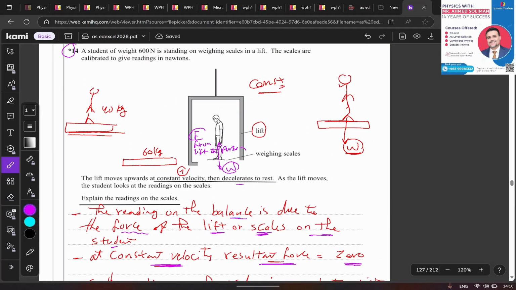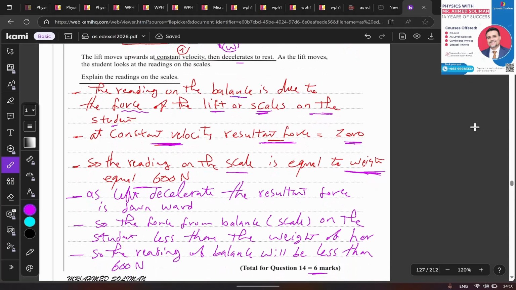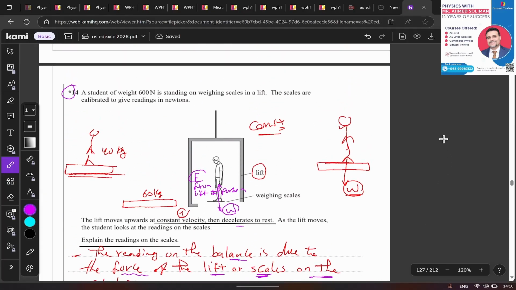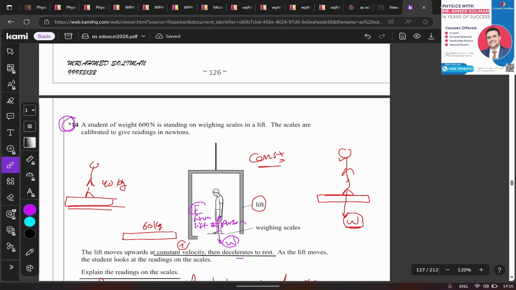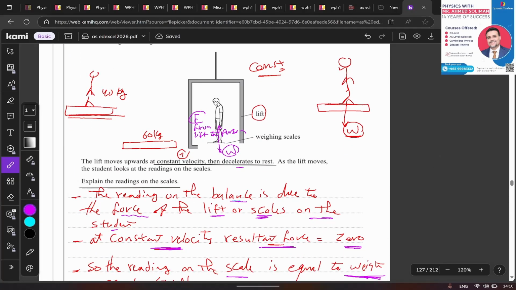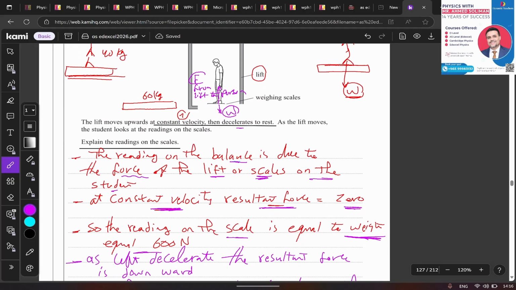Because if you wrote the final reading directly, you said the reading will be equal to 600 Newton, how can you explain? This type of question checks how you think, step by step, and your thinking or your steps must be in order.